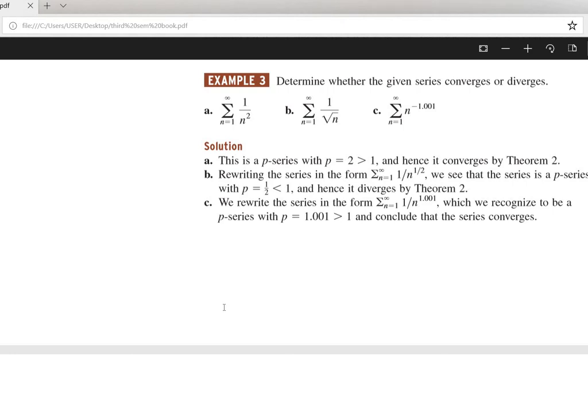Okay, so how will you do this? This is n raised to p. Here p is equal to 2, which is greater than 1. So it converges by the theorem. This is n raised to 1 by 2, so the series diverges. This is minus 1 power. There is 1 by n raised to 1 point something, that is greater than 1. So the series converges.